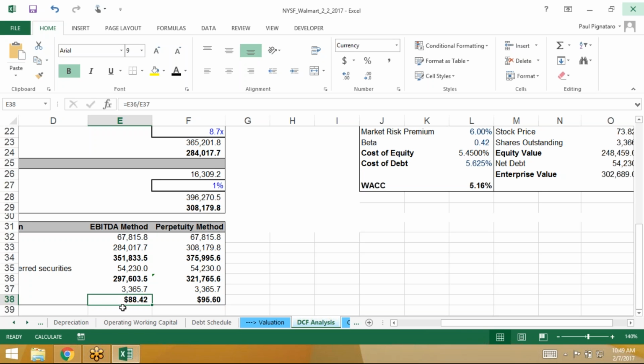I think the biggest difference is coming from the present value of the terminal value and the total enterprise value. Yeah, and that's what we're comparing. We're comparing the two. Because this is based on the EBITDA method. This is the perpetuity method. These methods are terminal value adjustments. What would you imply?